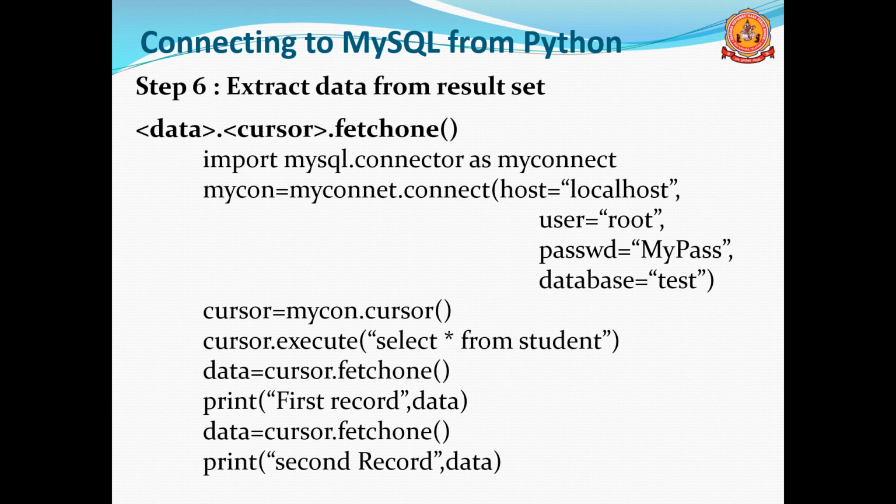Then here you can see one by one. Data equals cursor.fetchone. So the first record will be fetched, and we can print it as the first record data. The data is stored in the form of a tuple or list so that we can display it. After that, once again, data equals cursor.fetchone a second time, for retrieving the second record. Like that, however many records are in the table, we can fetch all of them one after another by using the fetchone function.